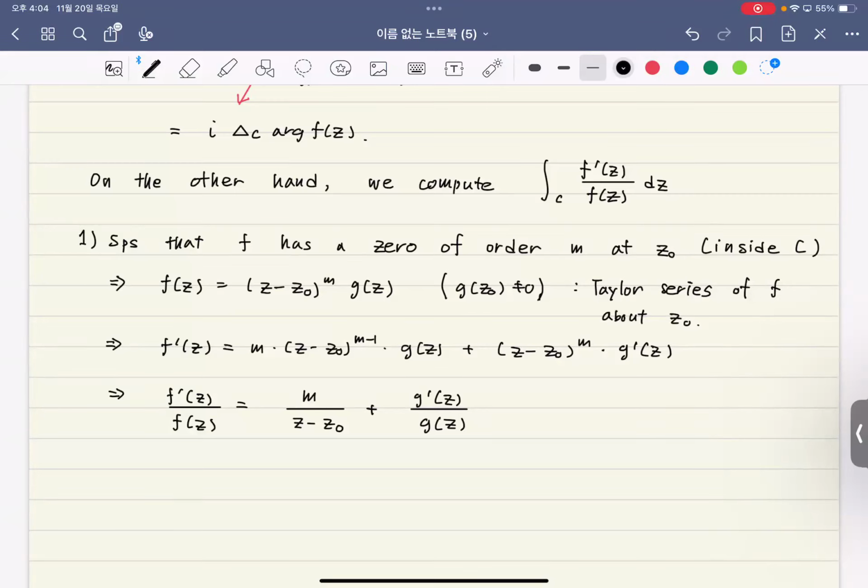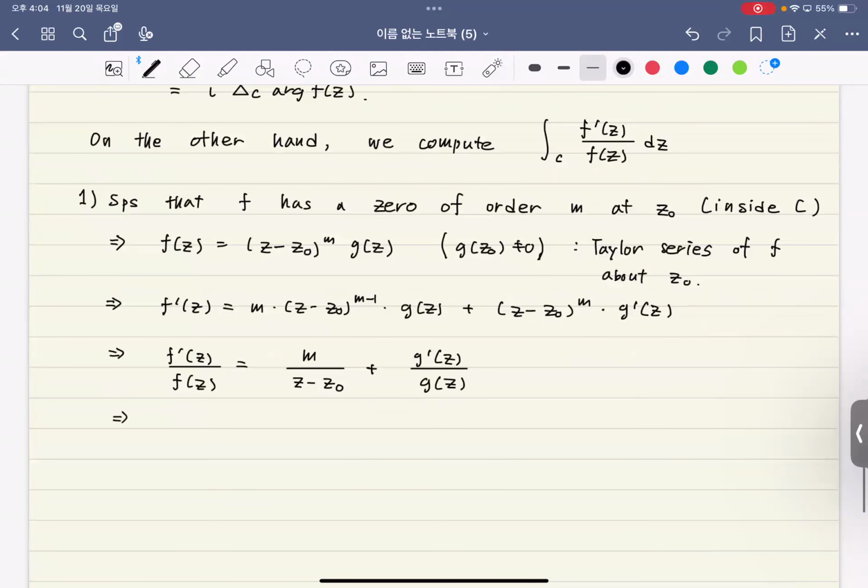But in other words, this has a simple pole at z0, whose residue turns out to be nothing but the order of the zero, right? Okay.